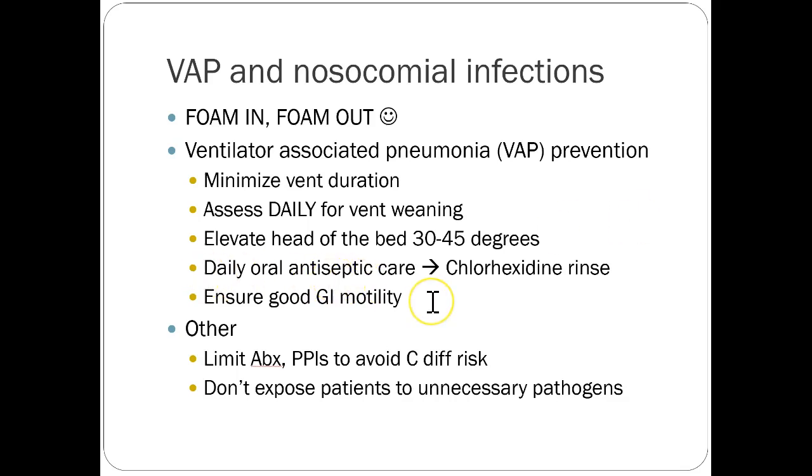Ensuring good GI motility, aspiration is a risk as well, which can be caused by ventilation. So making sure that everything in the GI world for the patient is working correctly. Limiting antibiotics, PPIs to avoid C. diff risk can help, and not exposing patient to unnecessary pathogens as well. So making sure that, again, most of this has to do with the healthcare provider and using proper protective equipment.